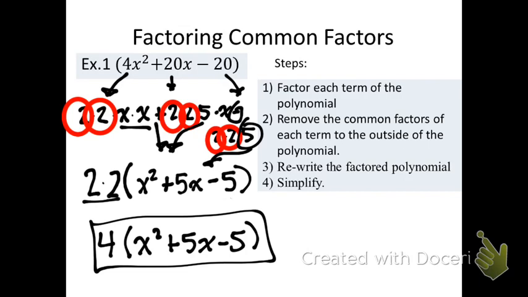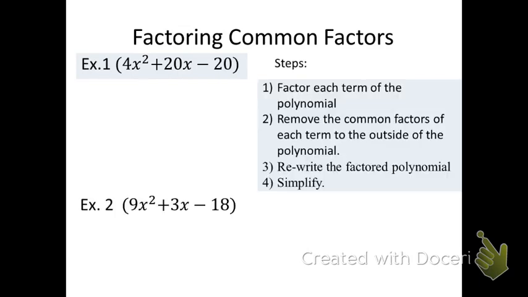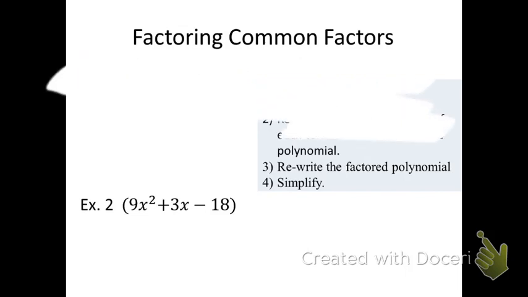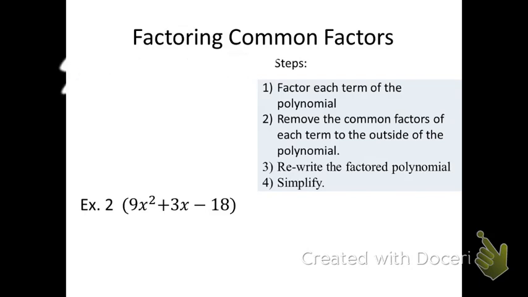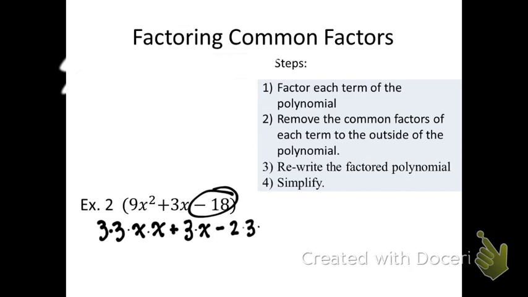Continuing on, number 2. I'm going to give myself a little bit of space here. Actually, I'll leave the steps up there so you can see those. Again, step 1, factor each term of the polynomial. So we have 3 times x, that's the first term right here. Second term, positive 3x. Prime factorization is plus 3 times x. Next one, negative 18. We have a negative sign. We have 2 times 3 times 3. Now, next step, we want to remove the common factors of all three terms.